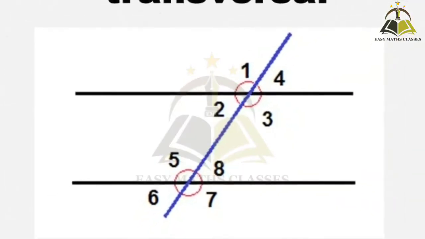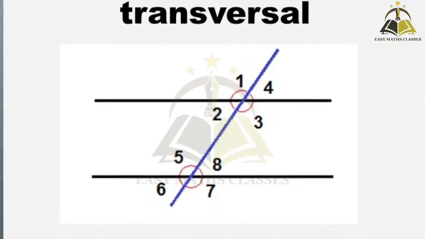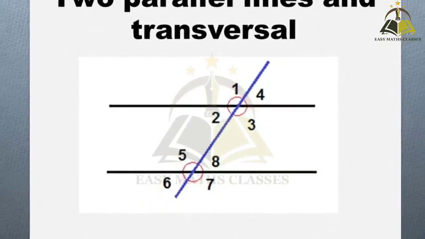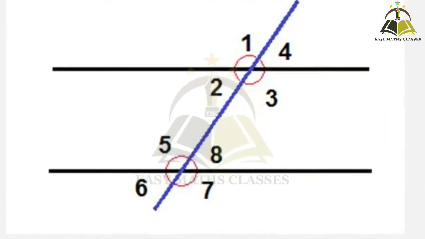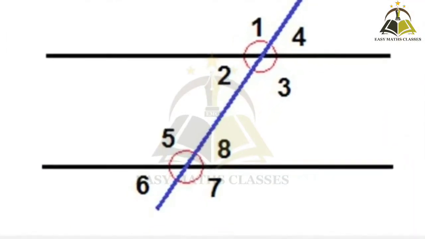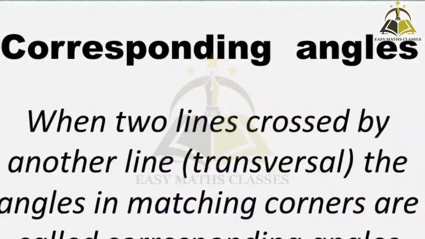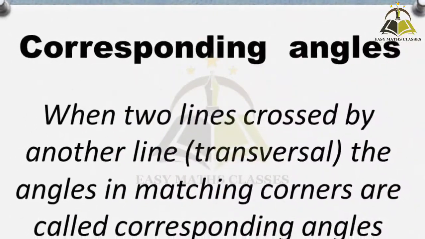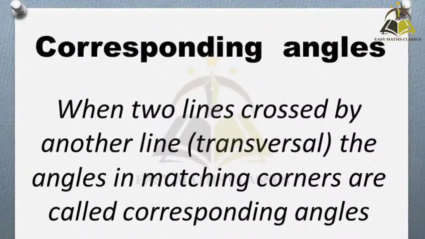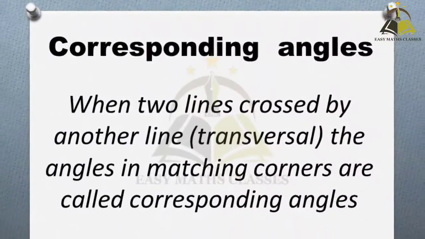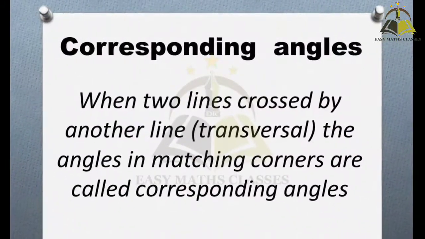Due to parallel lines and transversal intersecting each other, 8 angles are formed. As you can see in the figure, 1, 2, 3, 4 on the above side and 5, 6, 7, 8 on the lower side. Corresponding angles. When two lines are crossed by another line, that is transversal, the angles in the matching corners are called corresponding angles.